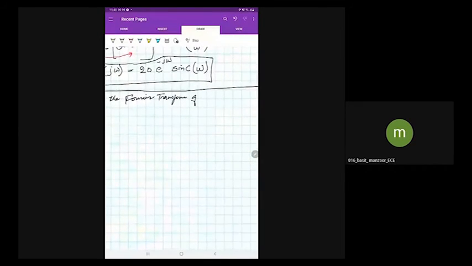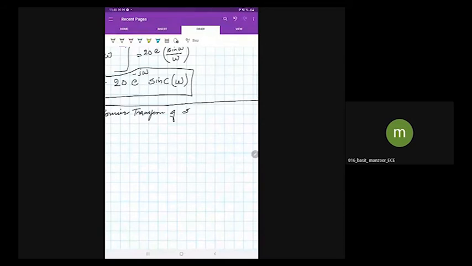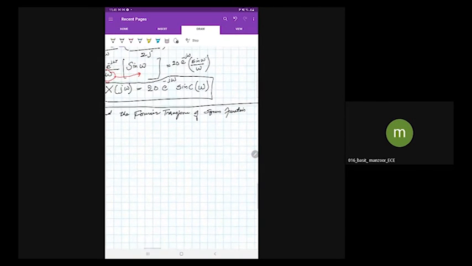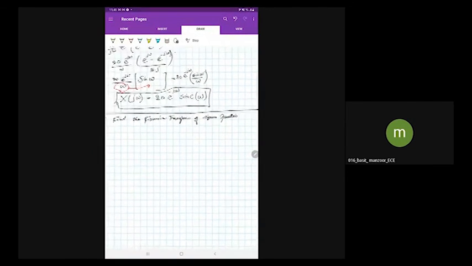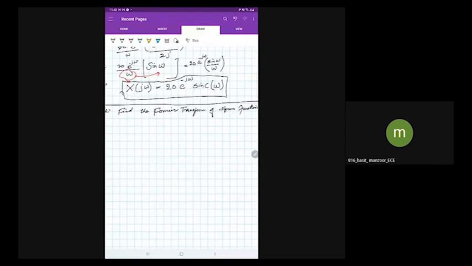Another example is a signum function. Fourier transform of signum function. I'm taking those examples especially which are very much useful in your communication. So I'm trying to be very much selective in terms of examples in Fourier transform. Okay. So first of all, what is a signum function? So this could be the question. Find the Fourier transform of a signum function.